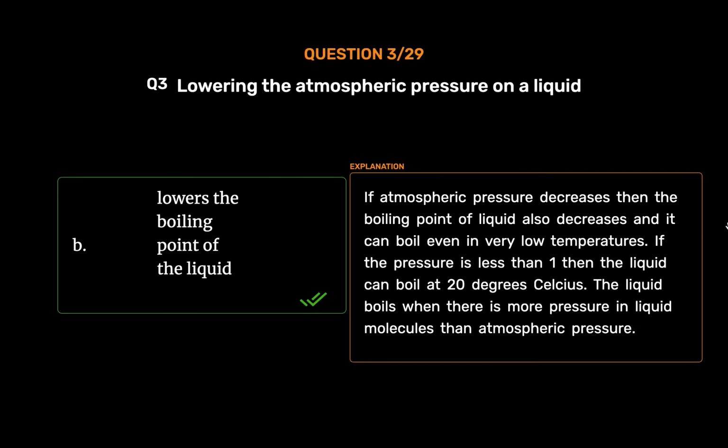If atmospheric pressure decreases, then the boiling point of liquid also decreases and it can boil even at very low temperatures. If the pressure is less than 1, then the liquid can boil at 20 degrees Celsius. The liquid boils when there's more pressure in liquid molecules than atmospheric pressure.